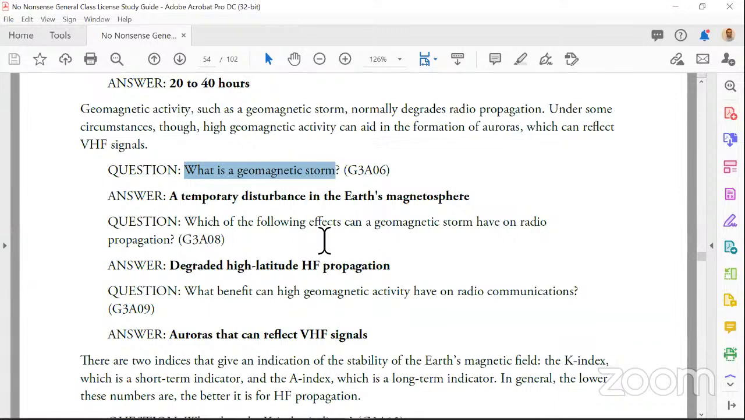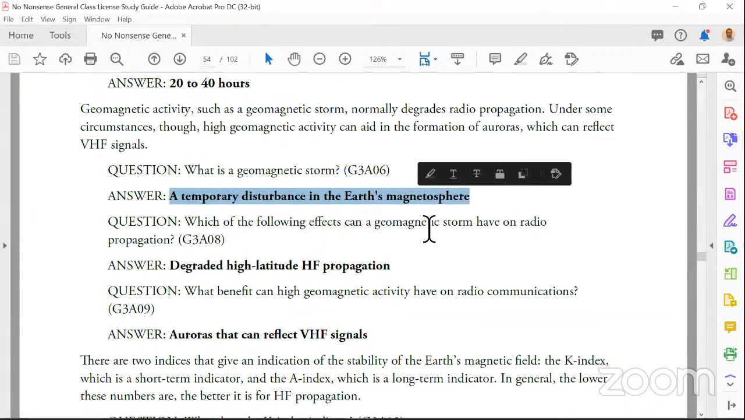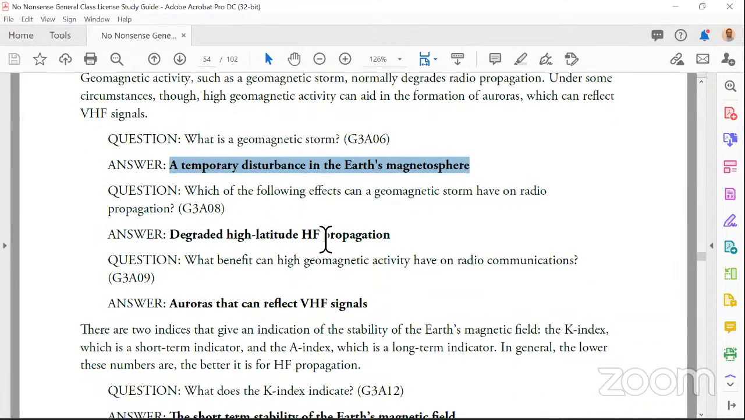Next question. What is a geomagnetic storm? So we had said that the Earth does have its magnetic field, and sometimes the solar wind will affect the magnetic field, and that causes a temporary disturbance in the Earth's magnetosphere. So when you have a geomagnetic storm, it's a temporary disturbance in the Earth's magnetosphere, or the Earth's magnetic field.